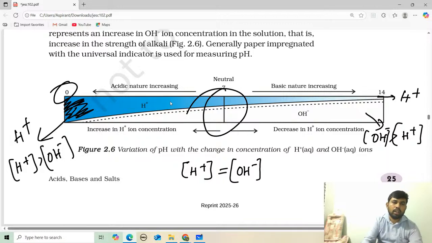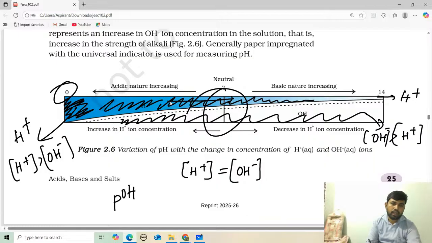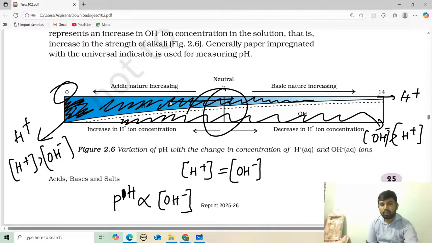This blue color indicates H plus ion concentration. As pH is increasing, the blue portion of H plus ion concentration is going to decrease. Similarly, as pH increases, OH minus concentration is also going to increase. So I can say pH is directly proportional to the OH minus ion concentration. As pH increases, not pOH. Again, I am saying pH, not pOH. Now next, see what they have given here.